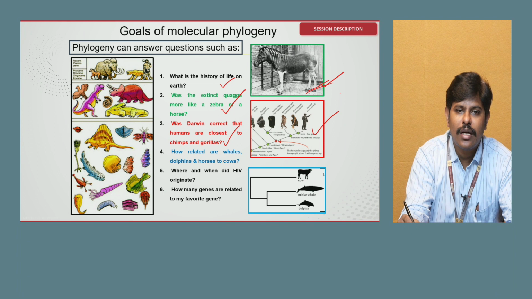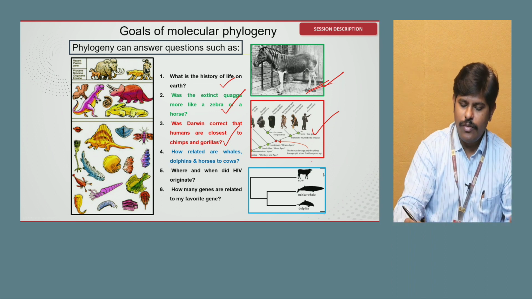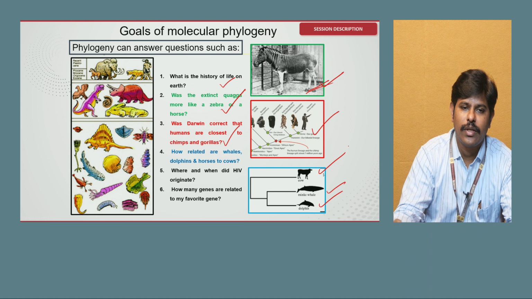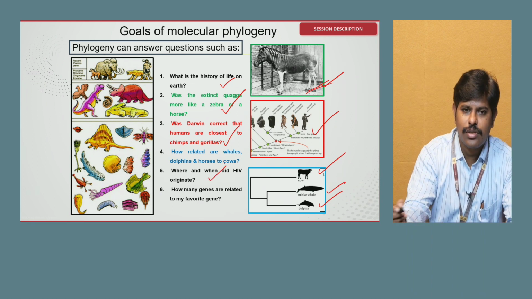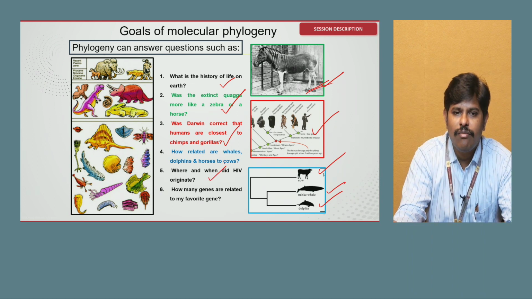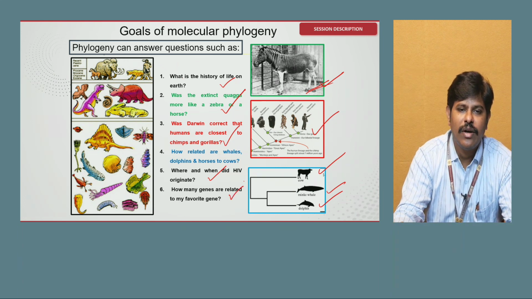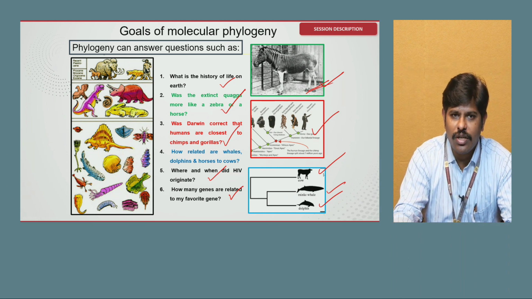Then how related are whales and dolphins, horses and cows here? Which are the species, whales, dolphins and cows, which of them are closer together? And we can also address the question, where and when did HIV originate, and how many genes are related to my favorite gene here? So these are the questions that are asked in molecular phylogeny.